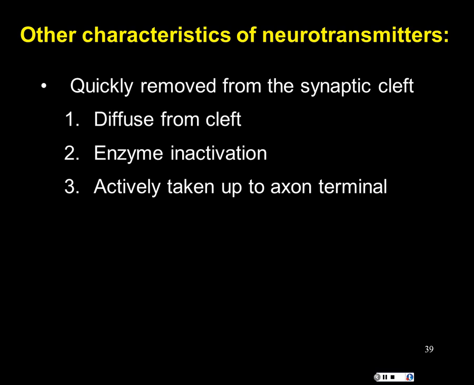Enzymes, or it is the neurotransmitter, so it's not exposed to its what? Receptors. So it's effectively ineffective if it's not in the cleft anymore.